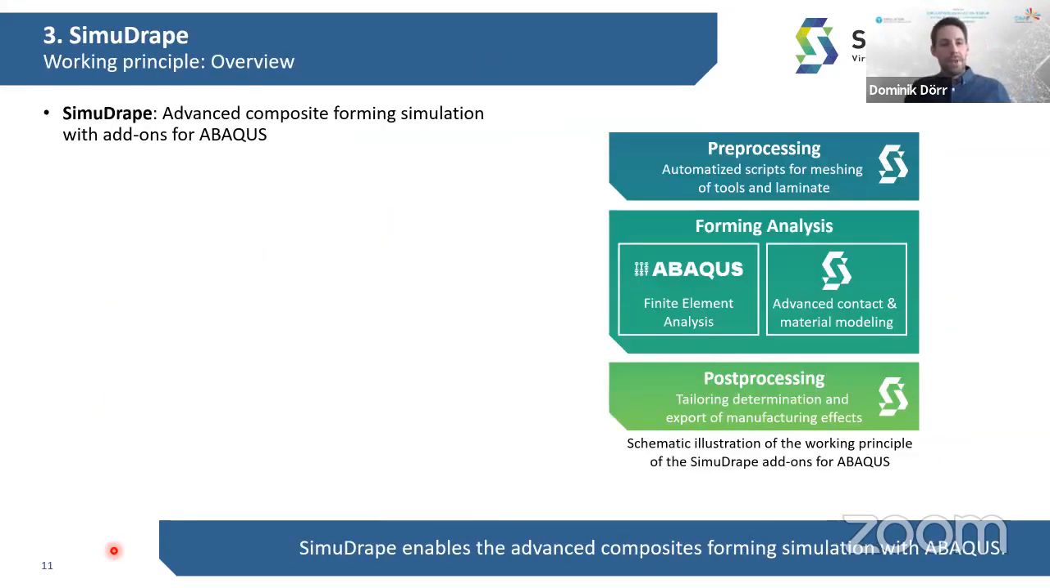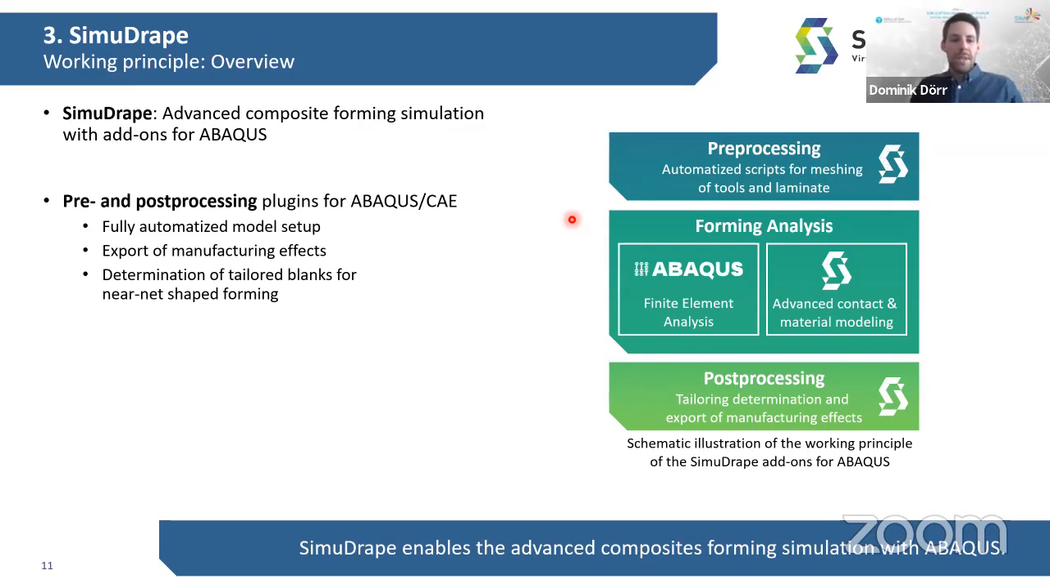This is what we did using Abaqus in combination with subroutines and our add-on SimuDrape. What we supply through the add-on SimuDrape is basically a holistic modeling approach, including pre-processing, processing itself, and post-processing. Pre-processing means that we supply automated scripts for meshing of the tools and the laminate using Abaqus CAE. This enables Abaqus to be used for setting up our forming simulation approach very efficiently, which would take a lot of time if we would do this manually.